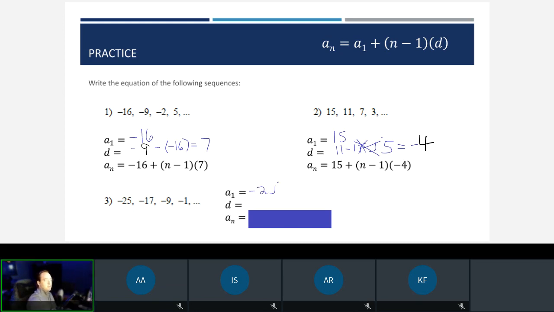Maybe I'm just writing too fast. Maybe that's what it is. I'll write slower. Negative 25, our common difference. Nope, writing slow doesn't work either.